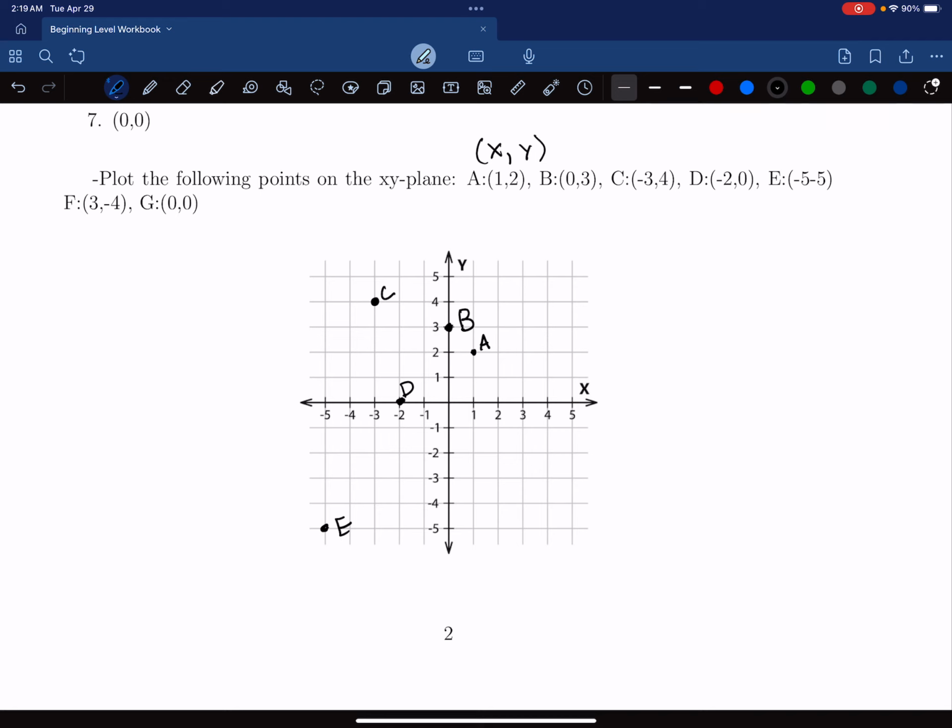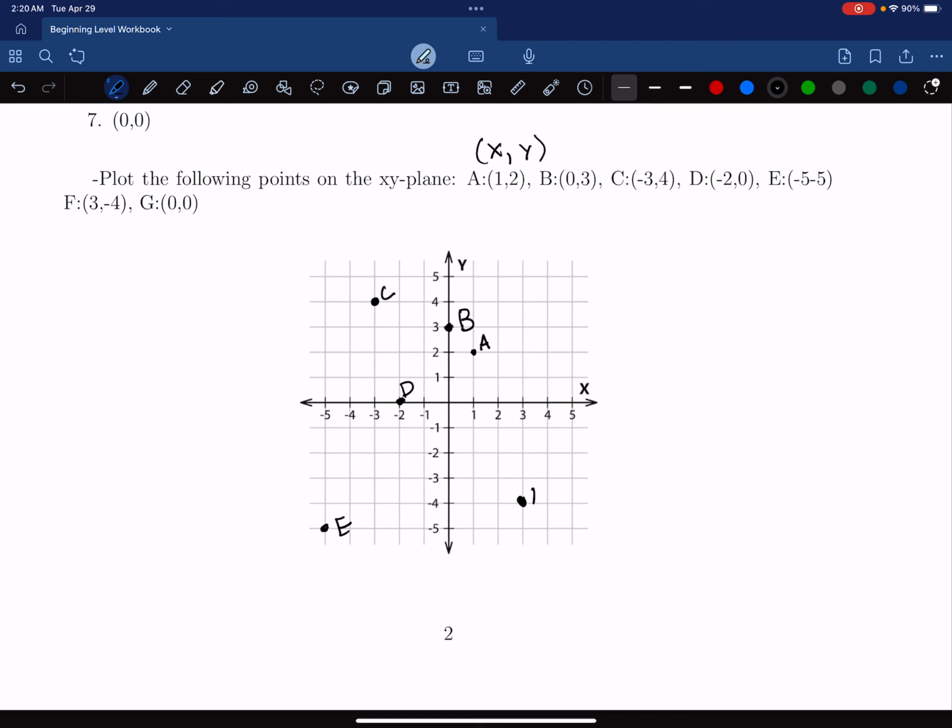And then looking at point F, we have 3, -4. So x is positive 3, so we're going to go to the right 3, and y is negative, so we're going to go down 4. So we're going to go 1, 2, 3, 4. And we're going to plot that point right there.